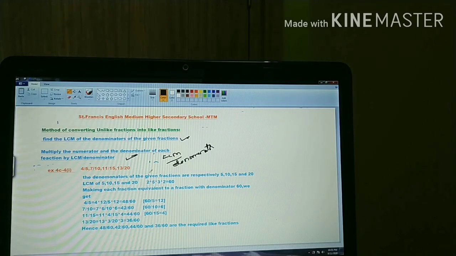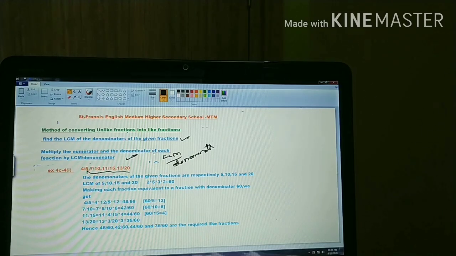Okay. Now, I will explain this with one example. See here: 4 by 5, 7 by 10, 11 by 15 and 13 by 20. This is our problem. What we have to do? We have to convert these fractions into like fractions.